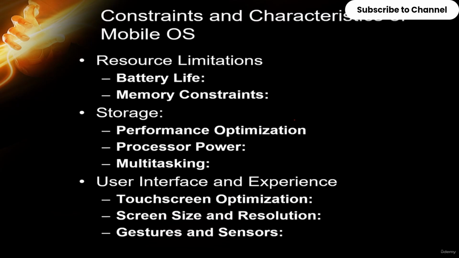Next one is storage performance. As we talked about memory, the next thing is storage. Since it has storage constraints, where performance optimization matters, we are not able to store large amounts of files, so some constraints are there. And processing power.